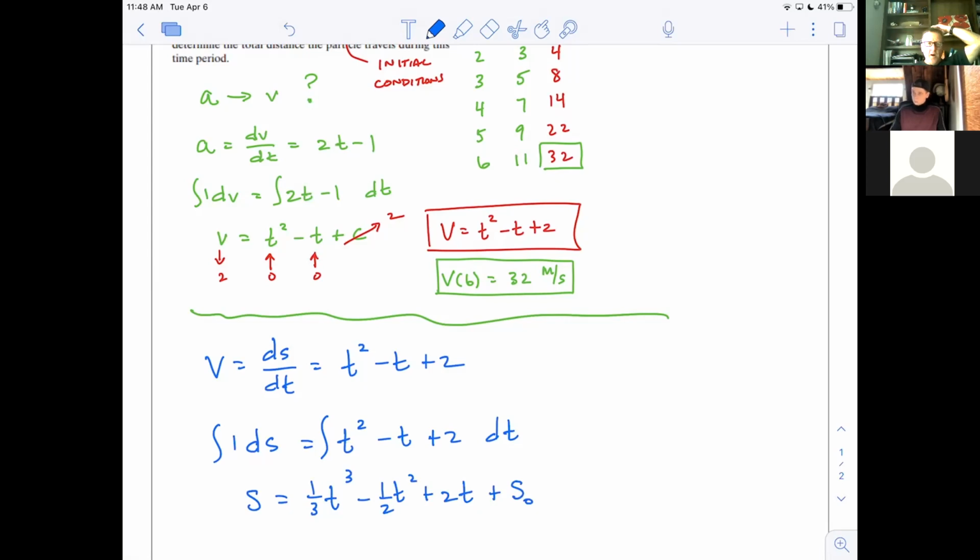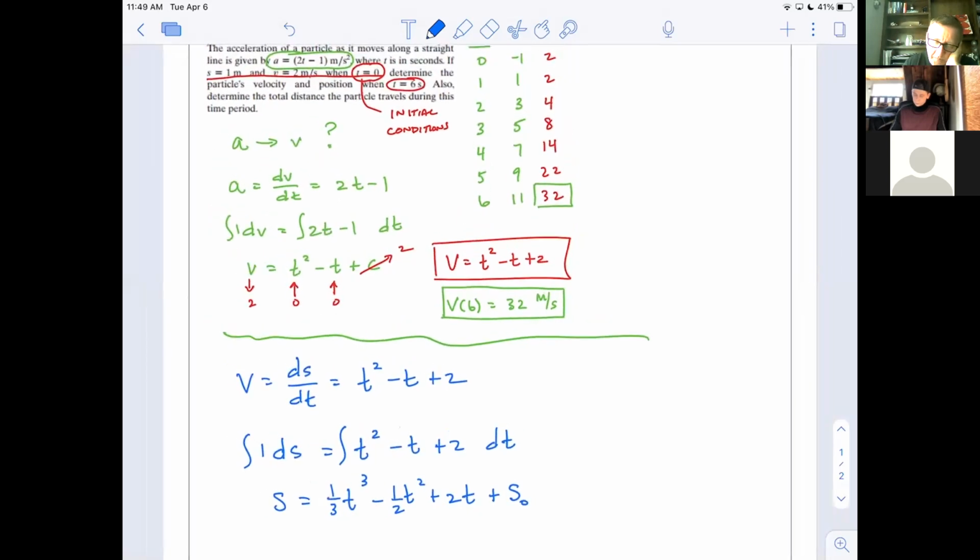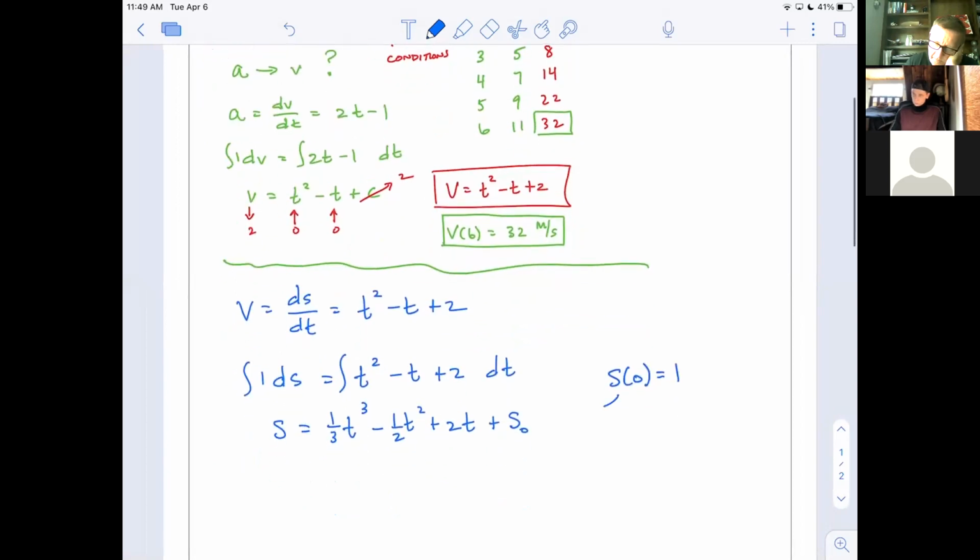So again, where you are depends on where you started, right? You can't figure out where you are unless you know where you started from. Notice this is a rather complicated formula. But again, I look at the initial conditions up there and I'm told at time 0 that my position was 1 meter. So that's how I'm going to figure this out.